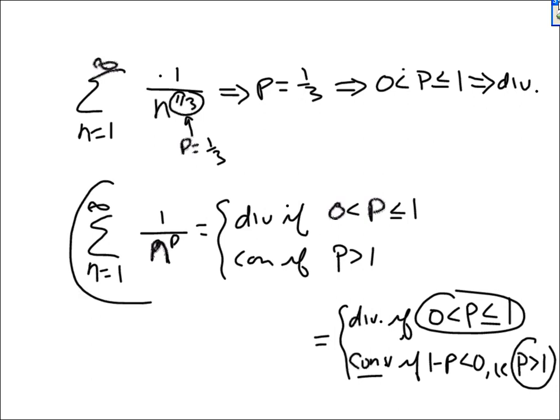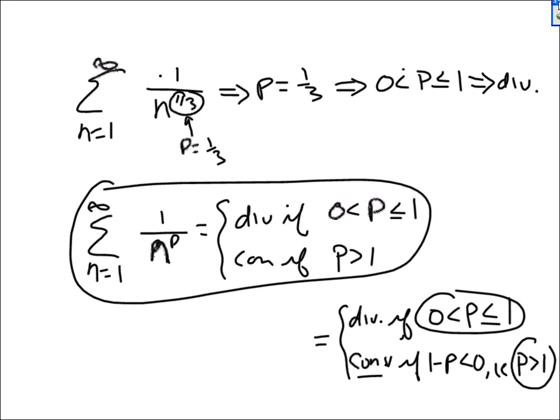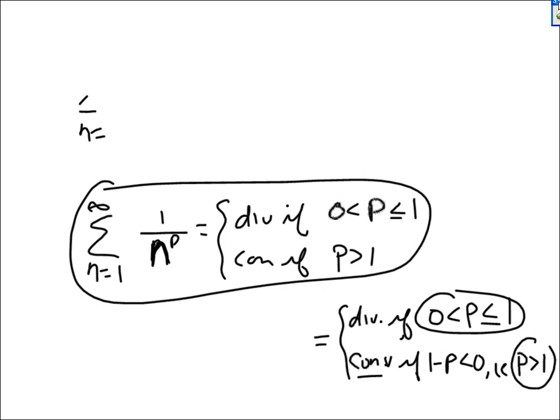This is your Bible right here, for the p-series. The summation from 1 to infinity of 1 over n to the p. Just decide if p is bigger than 1 or not. If it's bigger than 1, it converges. If it's between 0 and 1, it diverges.